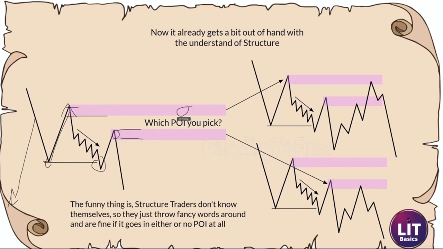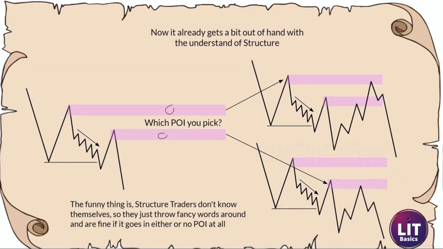So which point of interest would you pick on just a structure level? And that's where the funny thing comes in. These people literally tell you, oh, no, both are valid. Sometimes this point will work out, but sometimes it comes to the extreme. But what type of explanation is that? They literally split it into two zones because they don't know what's going on.